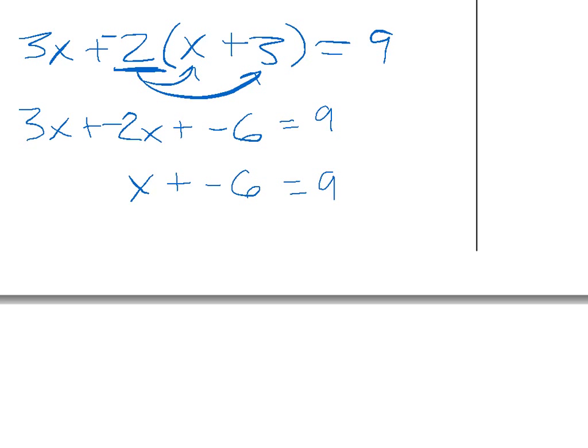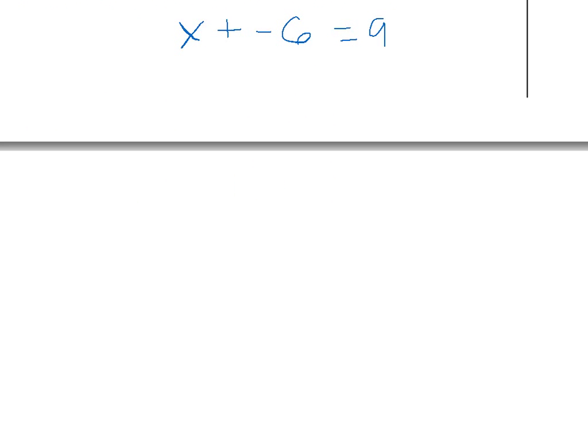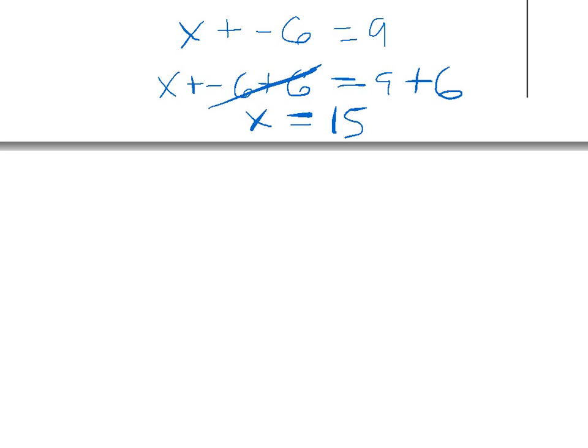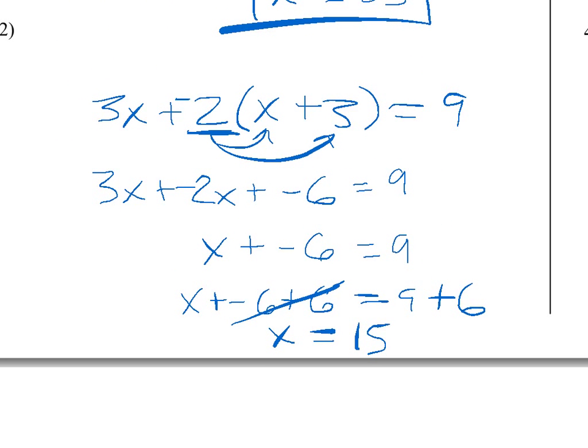And we're going to finish solving this now new equation, very simple equation, x plus negative 6, by doing what? Genesis. Additive inverse, so we're going to add positive 6 to both sides. So x is equal to 9 plus 6, which is 15. Any questions about this problem?